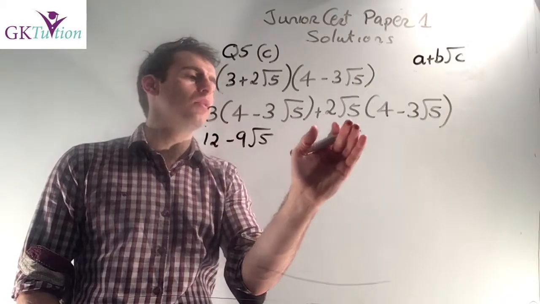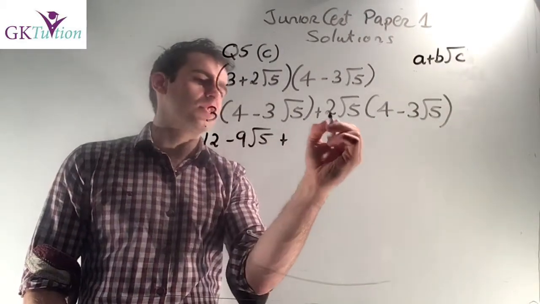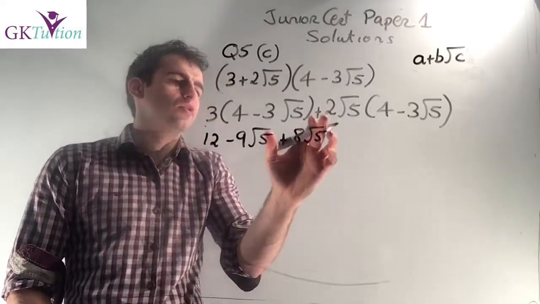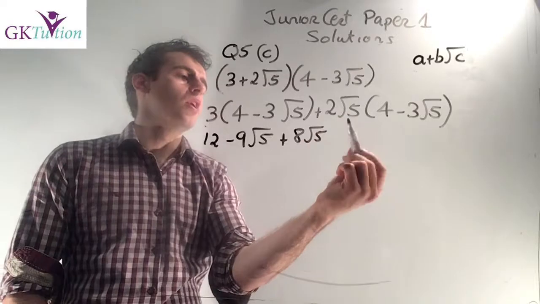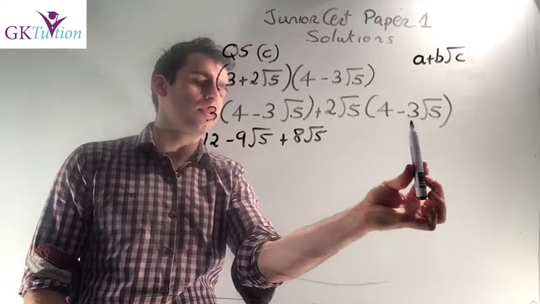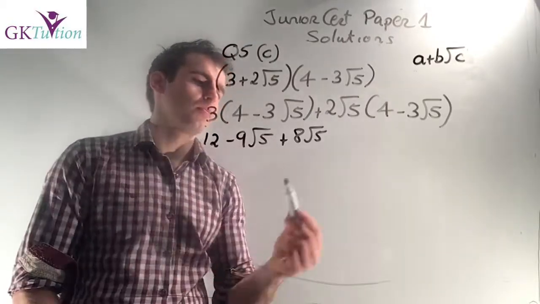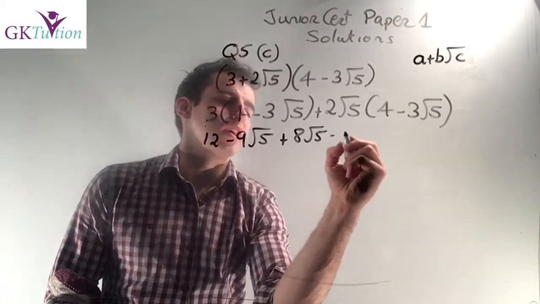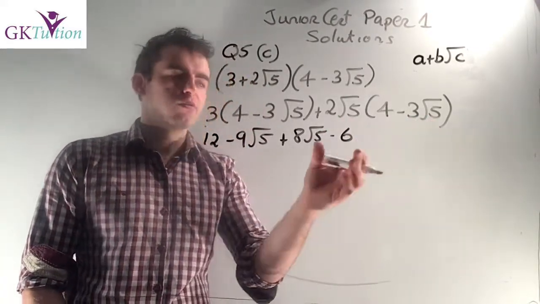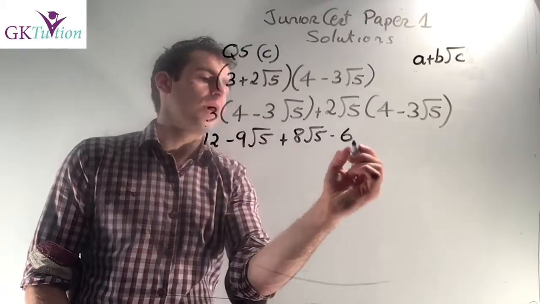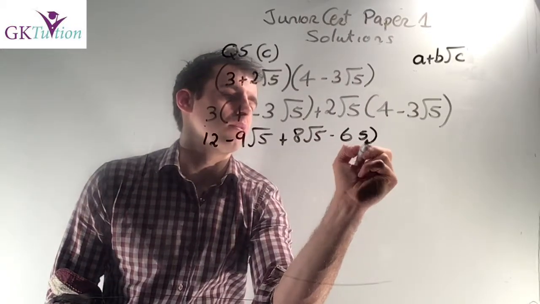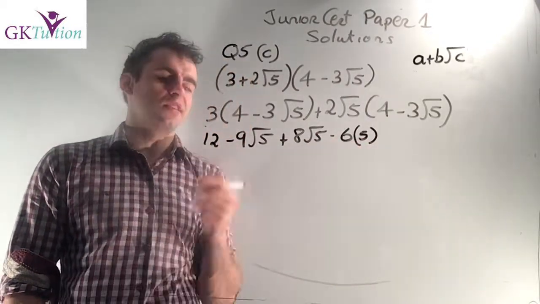For the next one I have 2 root 5 times 4. In this case 2 multiplied by 4 is 8 root 5. Again, I didn't do anything with the surd, I just multiplied the 2 by the 4. For this one, I can multiply the 2 root 5 by minus 3 root 5. You can multiply the 2 by the minus 3, the root 5 by the root 5. 2 multiplied by minus 3 gives you minus 6. Root 5 multiplied by root 5, you could write that as the square root of 25, but it's easier, it's just root 5 by root 5, the surds cancel and you're just left with 5. So that actually becomes minus 6 times 5.